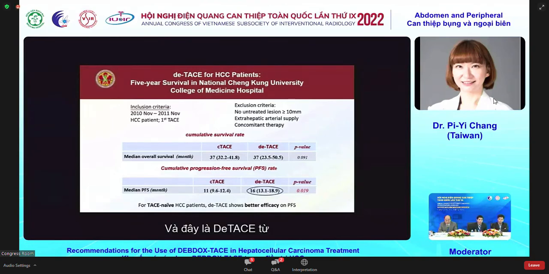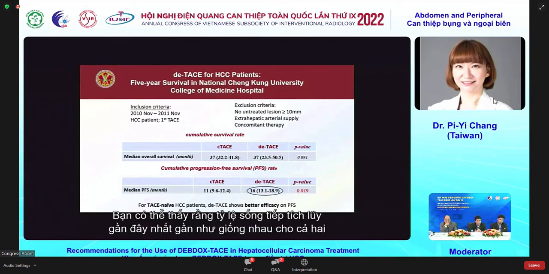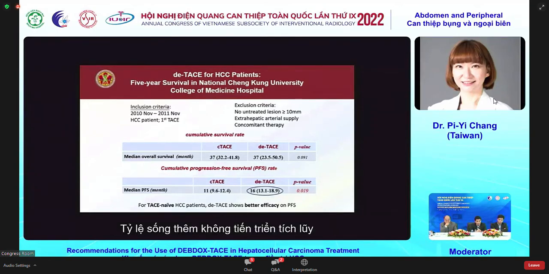And this is the data from National Cheng Kung University College of Medicine Hospital. They have the inclusion criteria for patients who did DEBDOX-TACE for the first time. You can see that the cumulative survival rate is almost the same for both CTACE and DEBDOX-TACE. But for cumulative progression-free survival rate, DEBDOX-TACE is longer than CTACE, for more than 5 months. So for TACE-naive HCC patients, DTACE shows better efficacy for survival rate.